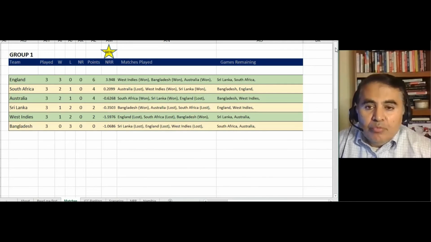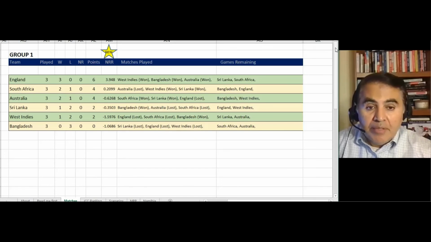England is leading the group with 6 points. South Africa and Australia are on 4 points. South Africa has a much better net run rate as compared to Australia. And Sri Lanka and West Indies both have 2 points apiece. So in tomorrow's game, it's an important game for Sri Lanka to win. In fact, sorry, I take that back. It's a must-win game for Sri Lanka. With 2 games remaining, they need to win both of them to have a chance.